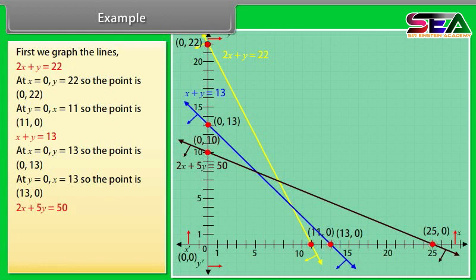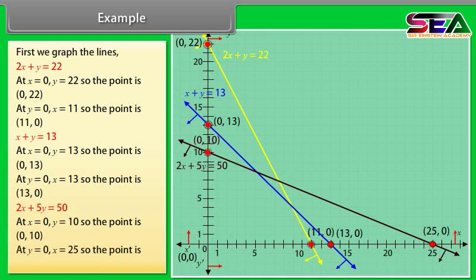2x plus 5y is equal to 50. At x is equal to 0, y is equal to 10. So, the point is (0, 10). At y is equal to 0, x is equal to 25. So, the point is (25, 0).